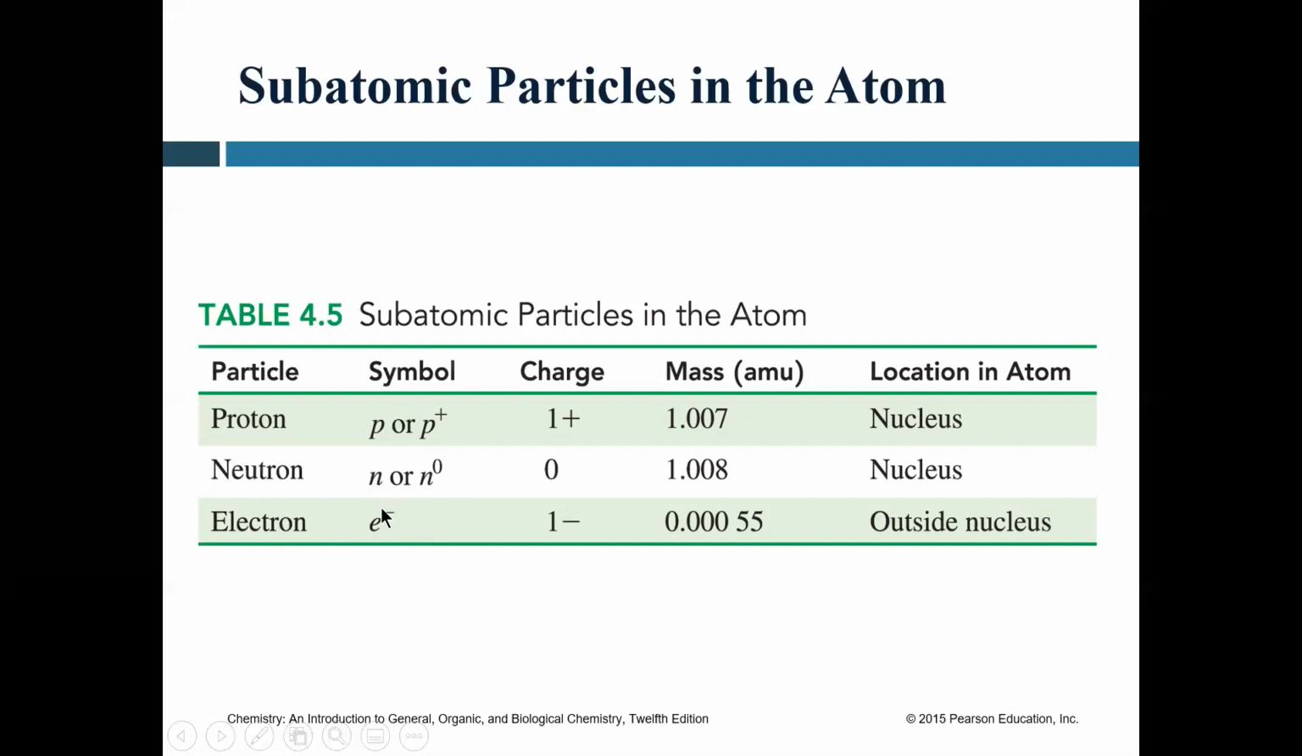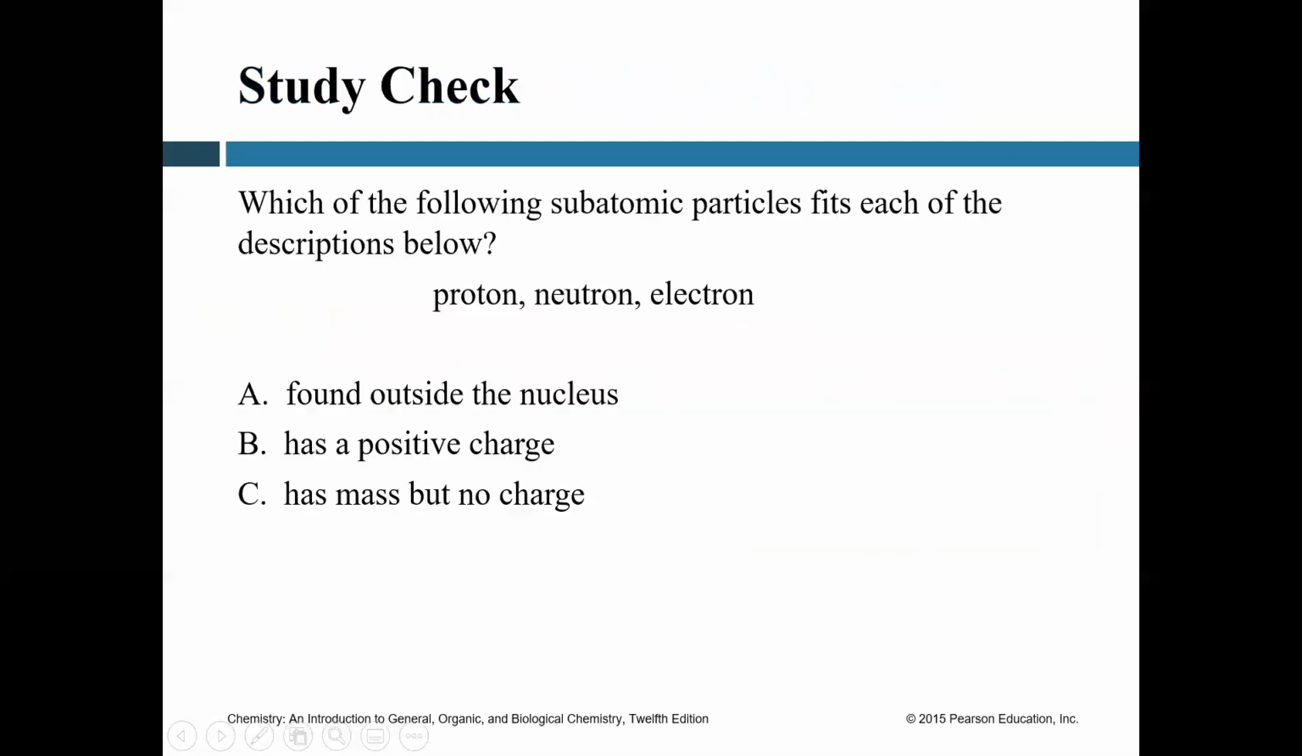And then there's our little baby electron. Electrons, or E with a little negative sign, have a 1- charge, but they're super teeny tiny. But even though they're teeny tiny, they're very, very important because of that charge. That charge is what allows us to bond things together into compounds. Where do these electrons live? They live outside of the nucleus. So you do want to know where these particles are and how they relate to each other.